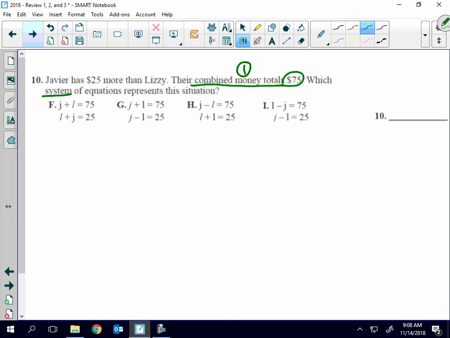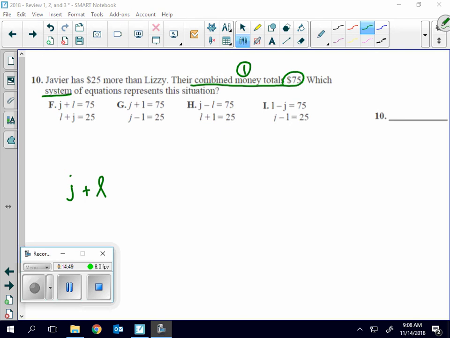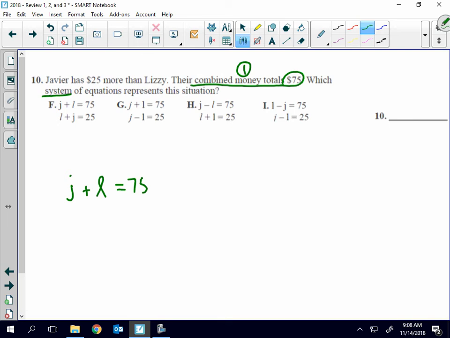It looks like I'm using the letters J and L for Javier and Lizzie. So if I take Javier's money and I add Lizzie's money, that's my L, their combined money totals what? 75. So I see that one in F. That doesn't mean that's my answer though. I also see that one in G. Remember, J plus L has to be 75. In H, I see J minus L is 75. That's not the same. And in I, the same thing.